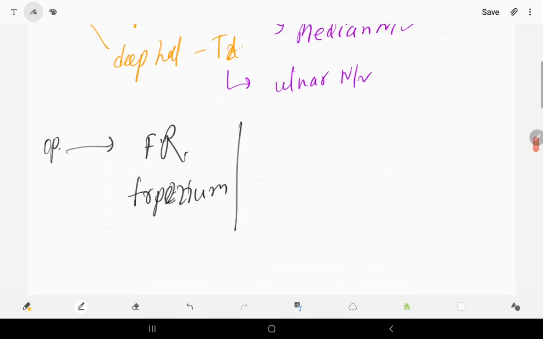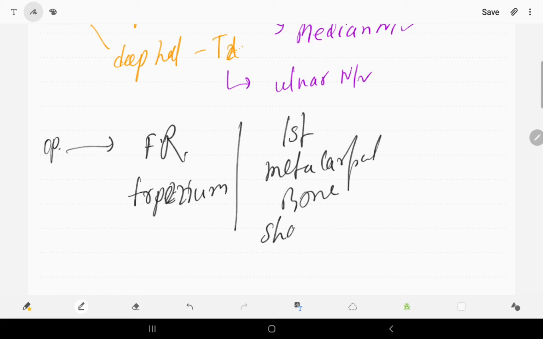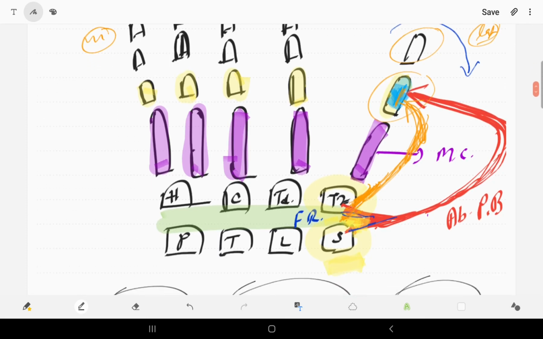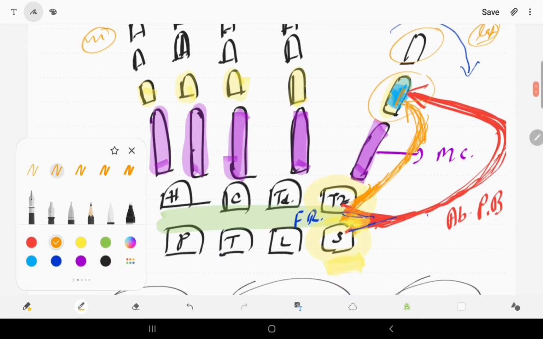The insertion is the first metacarpal bone, or the shaft of the first metacarpal bone. Its action is obviously opposition of thumb. I already discussed what opposition, flexion, abduction and adduction of thumb are through a video clip previously. So, opponens pollicis: look here, it is the deepest, and it lies in between these two muscles.